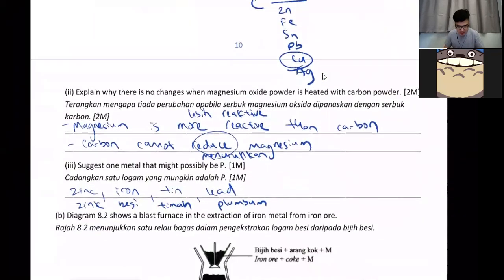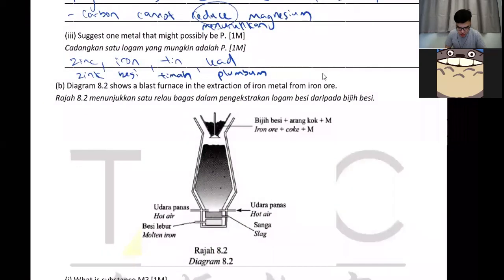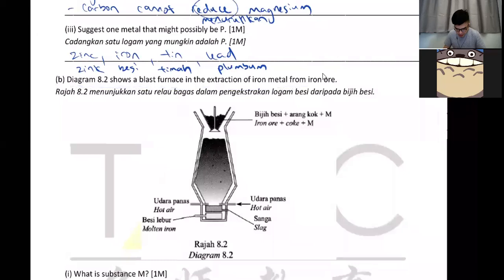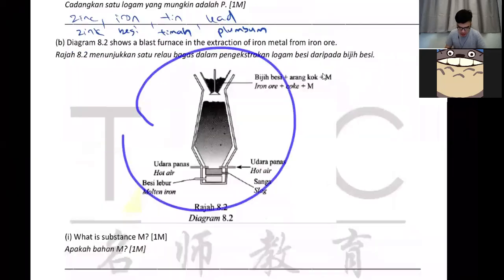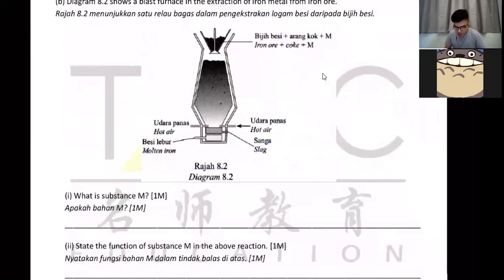All right, next. B, diagram 8.2 shows a blast furnace in the extraction of iron metal from iron ore. Okay, so this is our relau bagas lah. So what is substance M? You see, iron ore. What is coke? Coke is your carbon. Okay, so iron ore is our iron oxide. So you see what is happening here. Carbon is trying to rampas the oxygen away, so we get pure iron. You might say, sir, aren't these two enough? I just need iron oxide and carbon, right? Why do you need M?